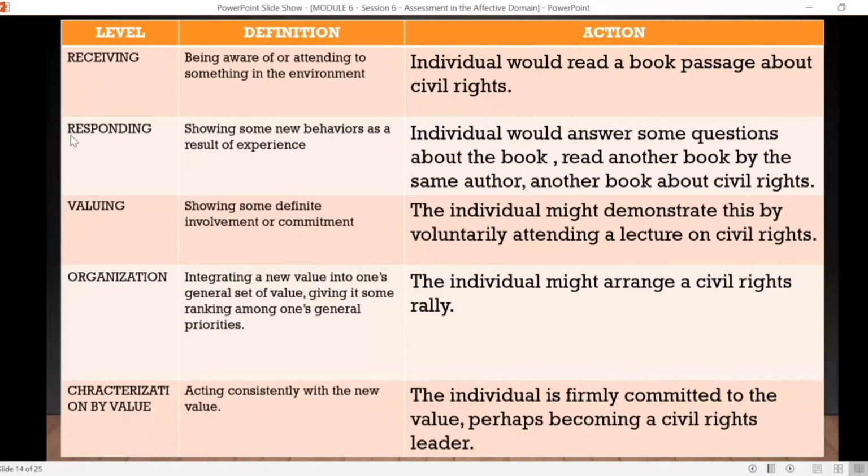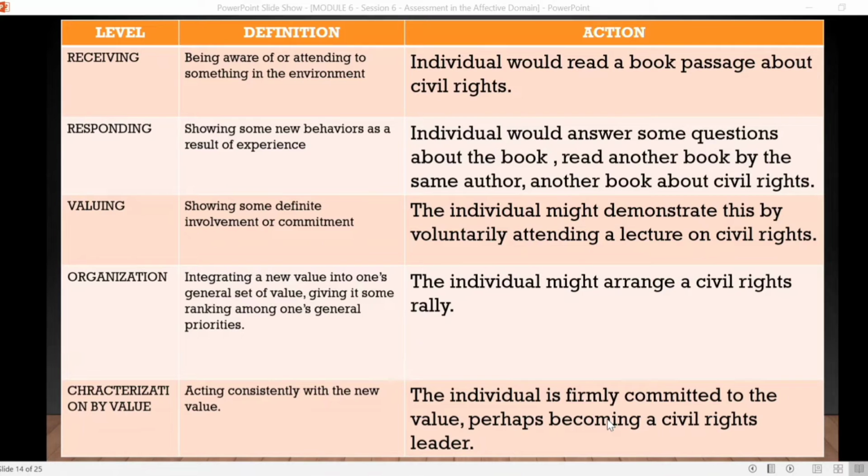Next, mag-respond na. Actually, yung responding level, this is showing some new behaviors as a result of the experience of reading the book. Individual would answer some questions about the book and read another book by the same author, another book about civil rights. May curious yun. Karapatan ko pala.